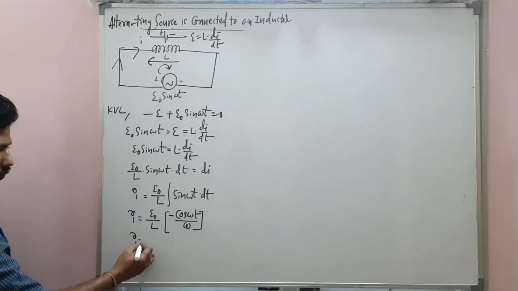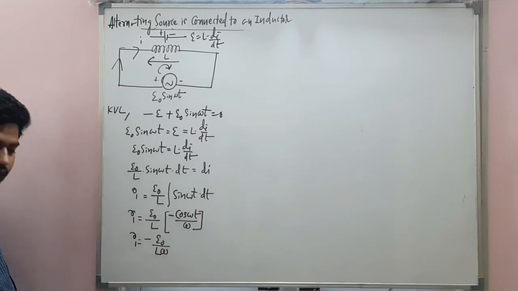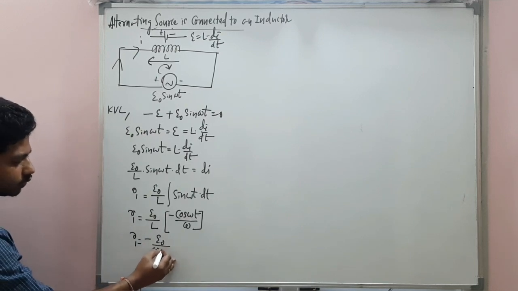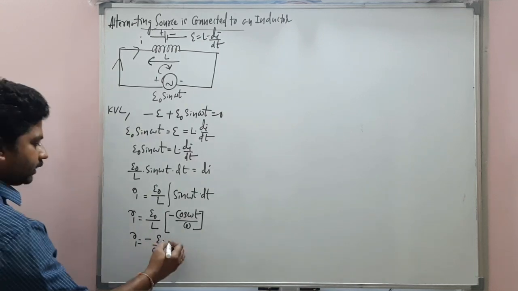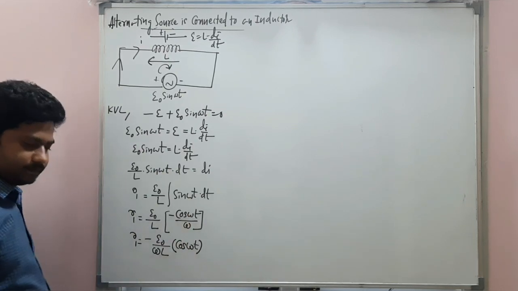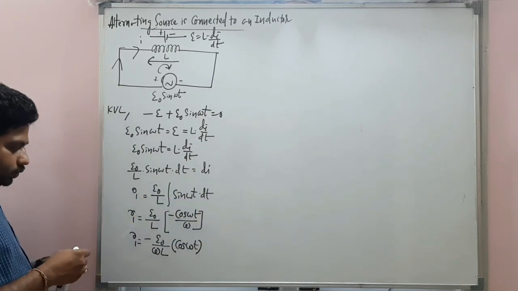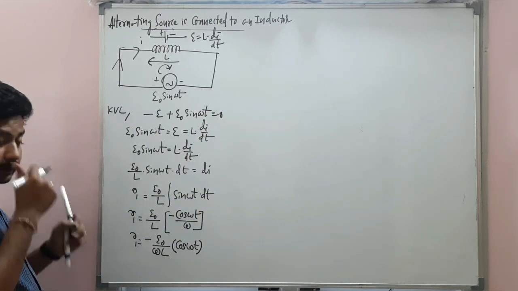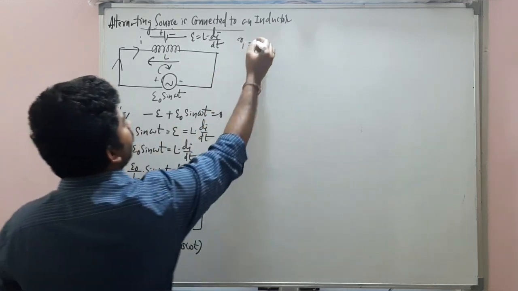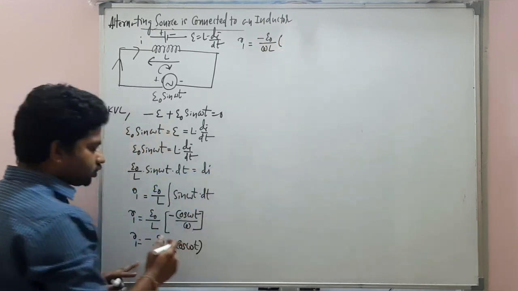So I is equal to minus epsilon naught by L omega, or omega L. In most of the books it will be omega L, no confusions. That is why I wrote omega L into cos omega t. Alright, again I is equal to minus epsilon naught by omega L, this is cos omega t.